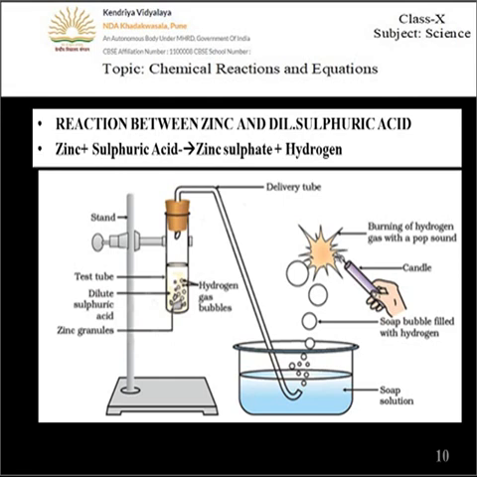Another product which is formed is hydrogen gas. As it is a gas, it moves upward and passes through the delivery tube shown in the picture. When this hydrogen gas is passed into another beaker containing soap solution, it comes out in the form of bubbles. Now, if a burning matchstick is brought near this gas, it burns with a popping sound. So this is a test for hydrogen gas.